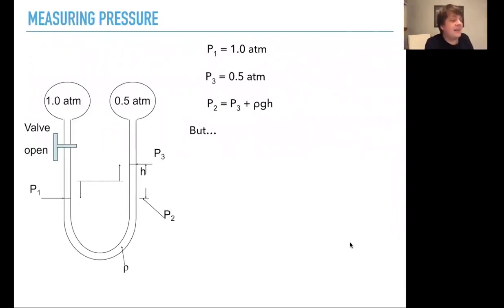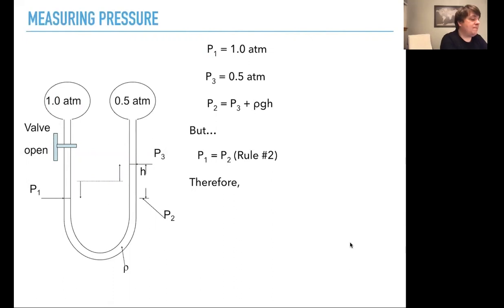Now let's have a different situation where we've got a more precise measurement. We have gas at 1 atmosphere in one bulb. We open the valve so that that gas pressure is pressing against P1. So P1 equals 1 atmosphere. P3 is equal to 0.5 atmosphere. We have a gas at a pressure of 0.5 atmosphere in that bulb, and so the pressure at P3, the pressure of that gas, is 0.5 atmosphere.